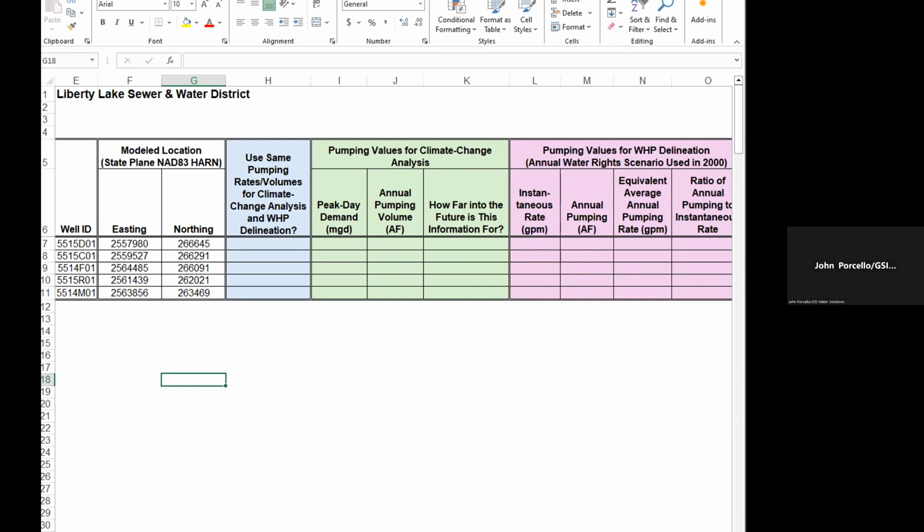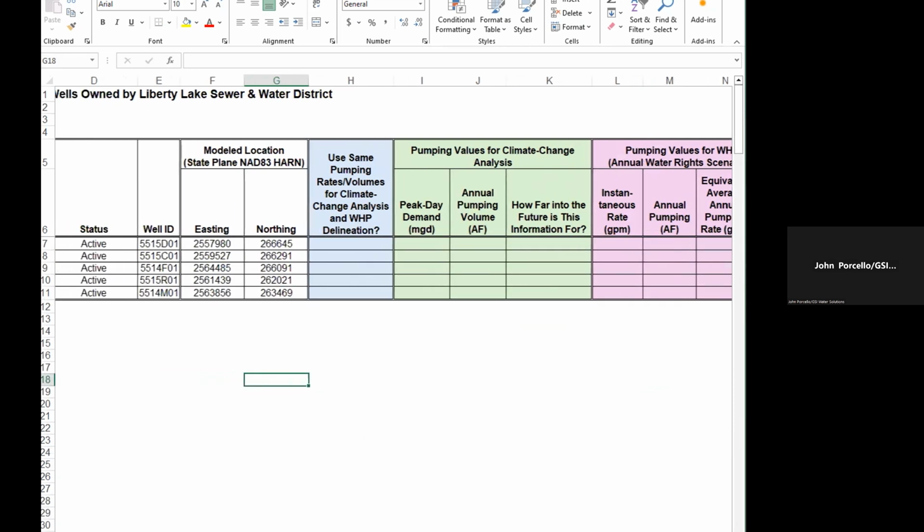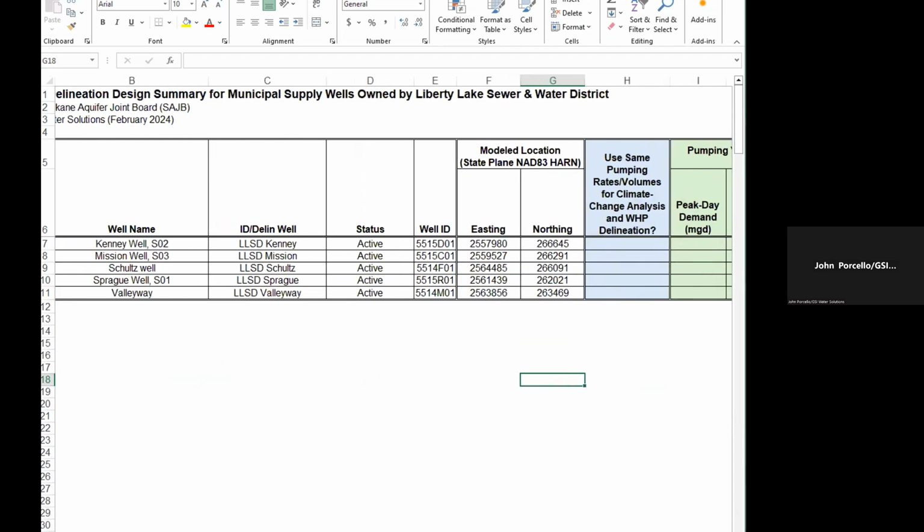One of the big things is I want to make sure we've got everybody's wells on the tables. So I'll be emailing each of you a table specific to your water system. It'll look a lot like this. There'll be a fair amount of information already populated in there.